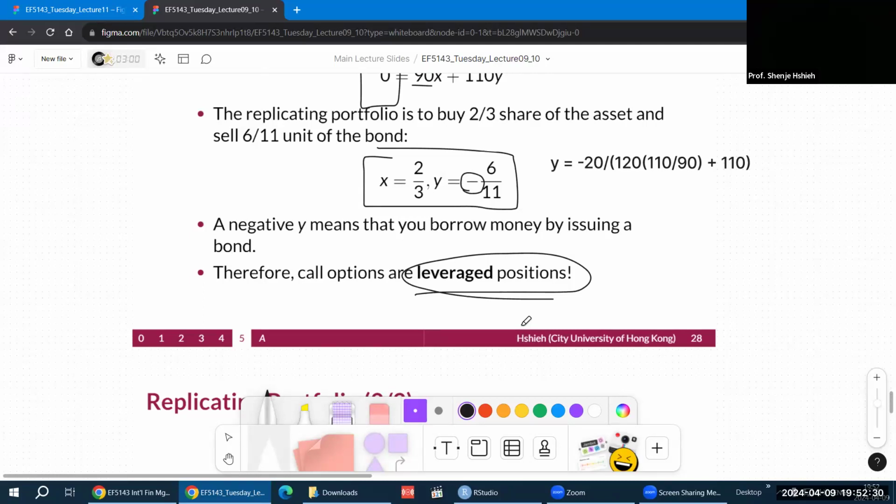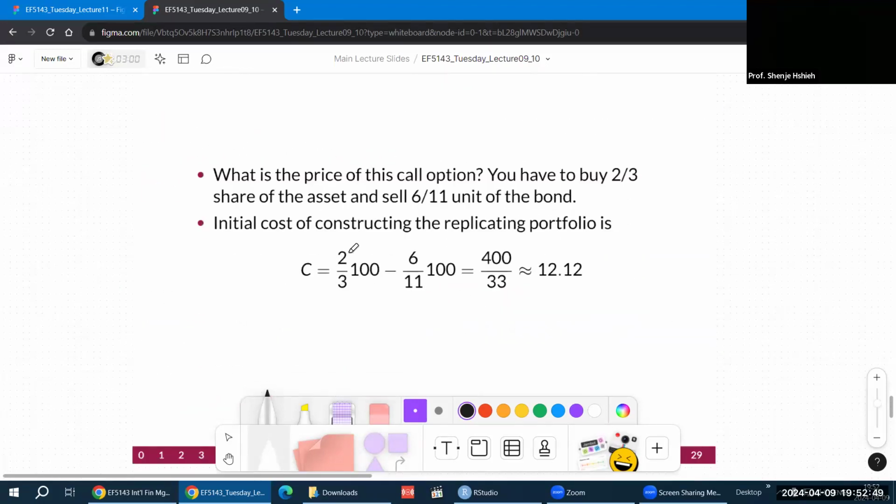Cool. So now we have the portfolio weights, and given those weights, we can accurately calculate the price of the call option, because we know how much to buy and we know the prices of those two assets. So the call option price looks like this: we buy 2/3 of the risky asset and go 6/11 short of the riskless asset. They're both priced at 100. So our final call option price is 12.12. You can do the calculations yourself to verify.